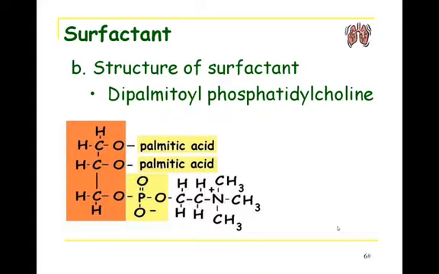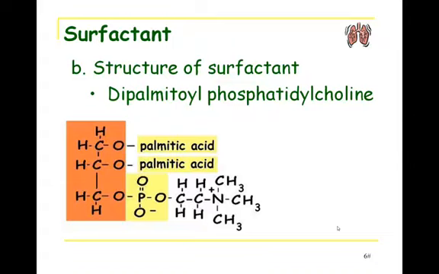The surfactant is produced by type 2 alveolar cells. The type 1 alveolar cells are your simple squamous epithelium of the alveoli. The type 2 cells produce surfactant, which begins about your 4th month in gestation, but it's not going to be fully functional until about 7 months or later.